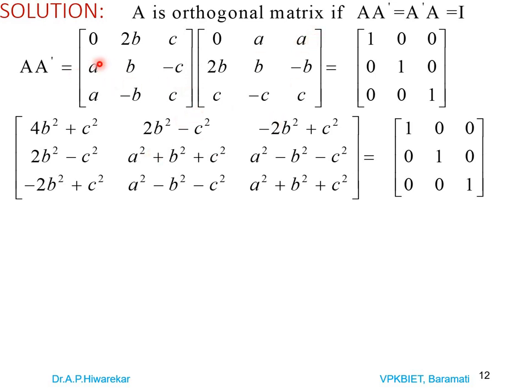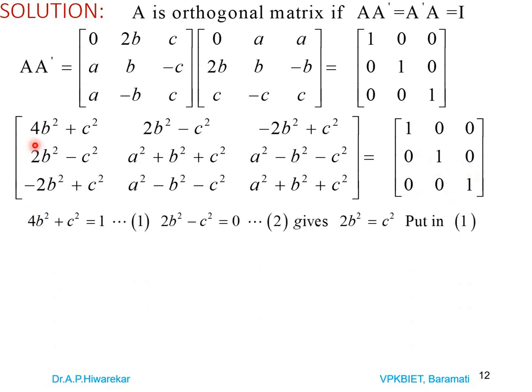Then second row, third column is a square minus b square minus c square. Then we have third row, first column is minus 2b square plus c square. Then the second entry is a square minus b square minus c square. Then third row, third column is a square plus b square plus c square. And that is 1 0 0, 0 1 0, 0 0 1.